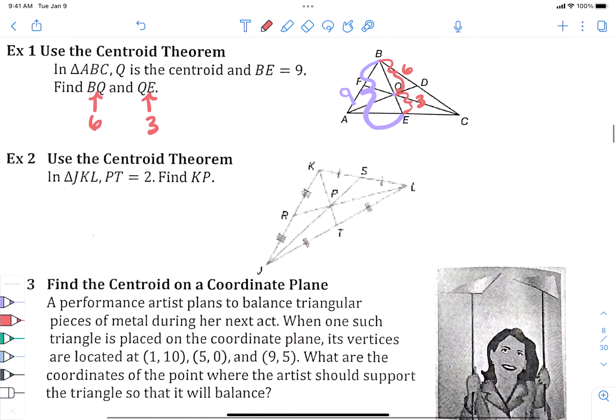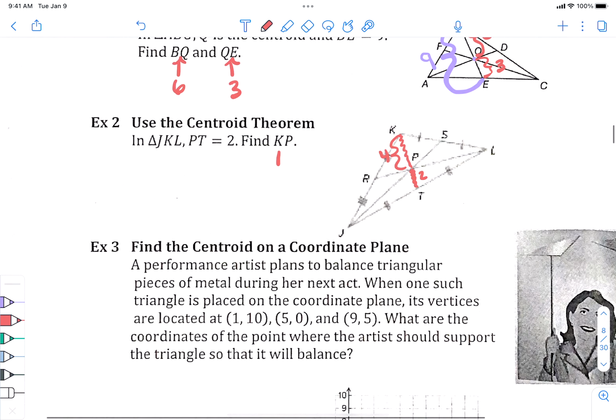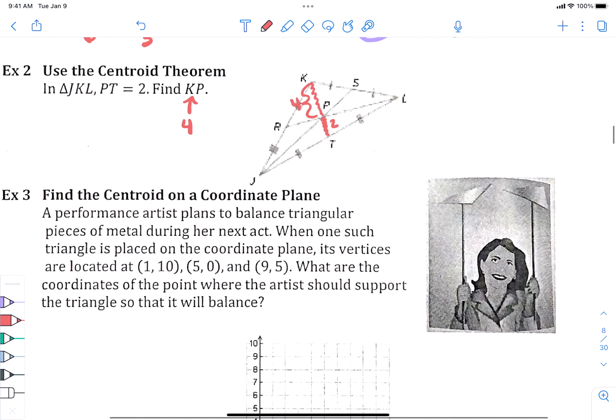Okay, example 2. They tell me that PT is 2. So this guy right here is a length of 2. They want to know what KP is. 4. It's double that, right? These aren't too bad. Now this lady is trying to balance these triangular plates, the plate spinners or whatever. She wants us to find the centroid, or the center of gravity, where she would have to put her pole on this triangle in order for it to remain balanced. And Kyle just said, put a magnet on the bottom of it and then you won't have to find it. And I'm like, whatever, Kyle.